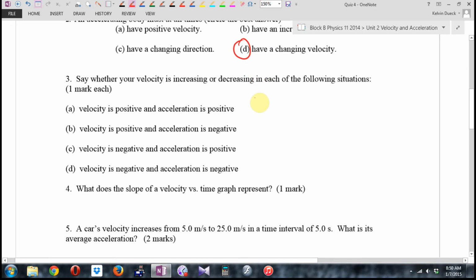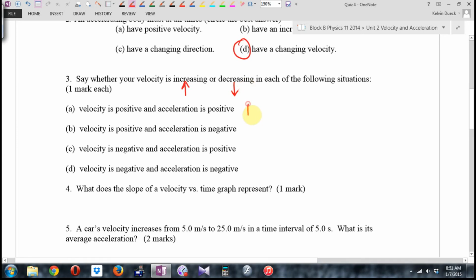Number three, I may take more than one answer, but you'll have to convince me, okay? Every year, there's a couple of obscure ones later on where a kid says, well, I thought of it this way and this way, and okay, I'll accept it. Anyways, let's see. State whether your velocity is increasing or decreasing in each of the following situations. My abbreviation for increasing is an arrow pointing up. My abbreviation for decreasing is an arrow pointing down. That's my high-tech system. So if your velocity is positive and your acceleration is positive, is your velocity increasing or decreasing?